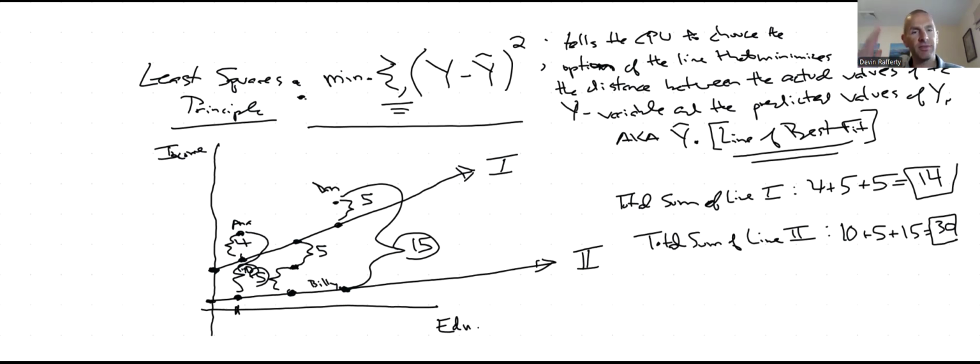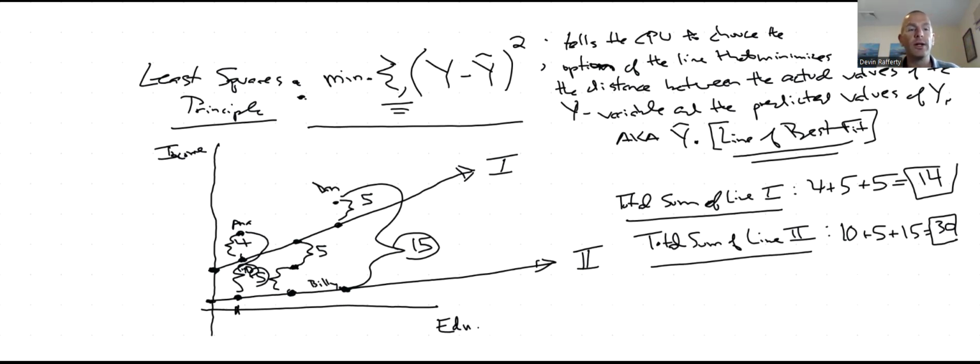In this very simple example, we have line 1, not line 2. Line 1 has a total of 14 spaces. It's only off by a total of 14. Line 2 is off by a total of 30. So therefore, line 1 has minimized, or it has cut through the data better than line 2. Therefore, we really like line 1.